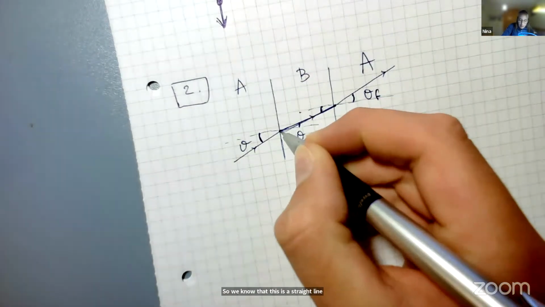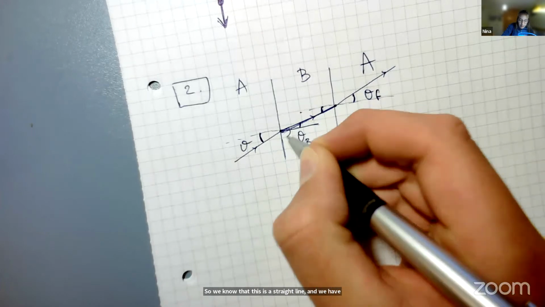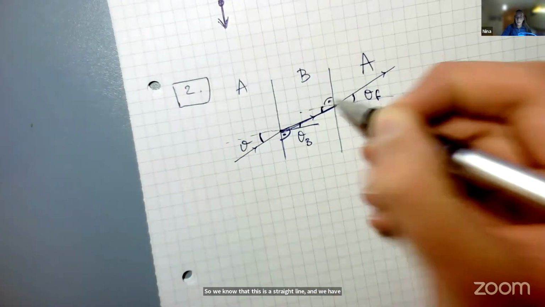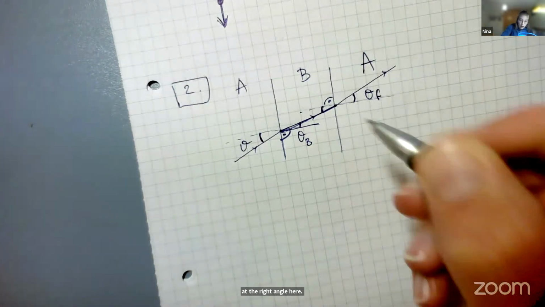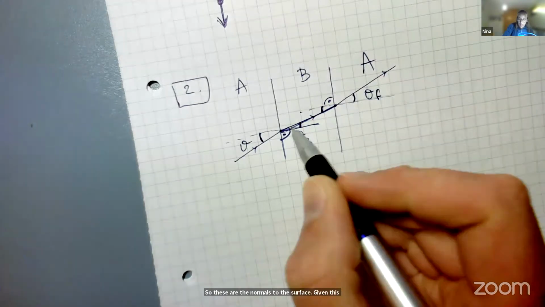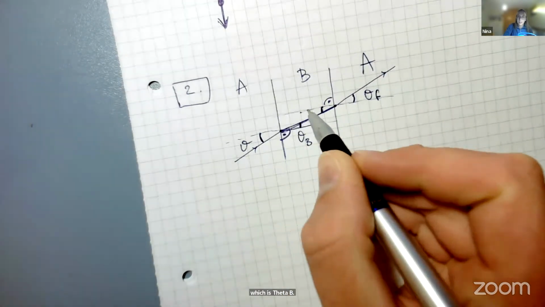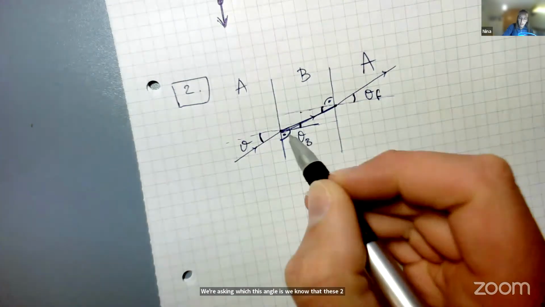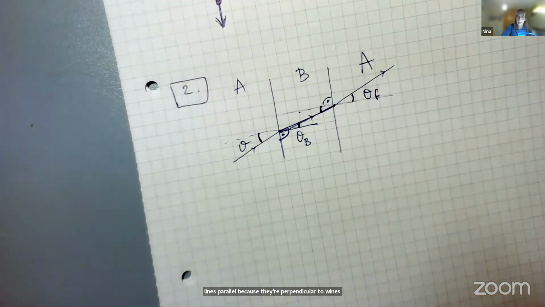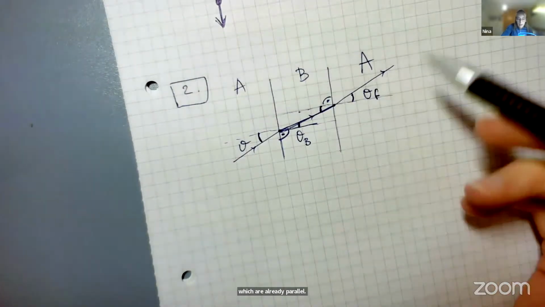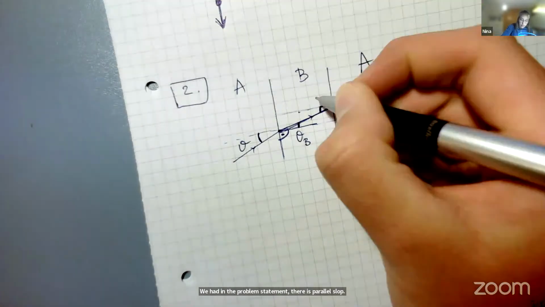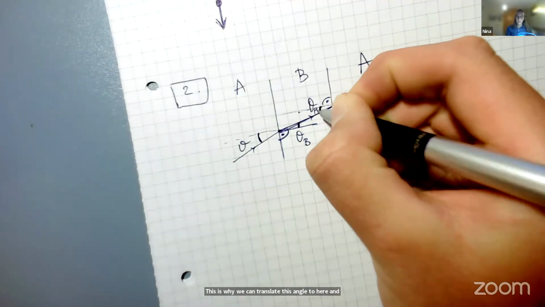And we have something at the right angle here, right? And something at the right angle here. So these are the normals to the surface. And given this angle, which is theta B, we're asking which this angle is. We know that these two lines are parallel because they're perpendicular to lines which are already parallel. We have it in the problem statement. There is a parallel slab. And this is why we can translate this angle to here and know that this is theta B.